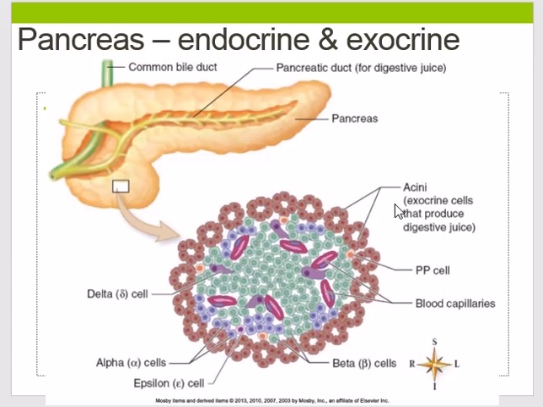And just so you're aware, the acinar cells are actually exocrine cells, because we know that the pancreas has both endocrine and exocrine functions. They're not going to be a focus, but so that you're aware, they secrete digestive enzymes into the small intestine to assist with digestion.